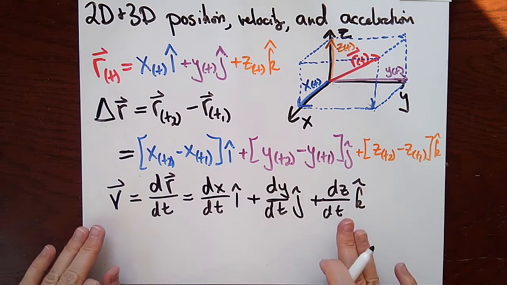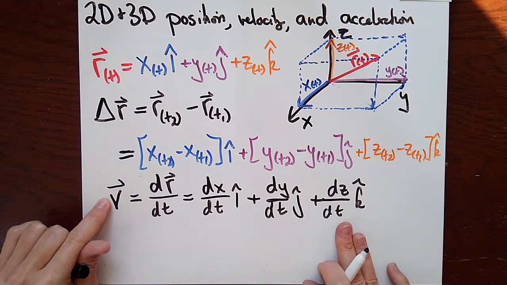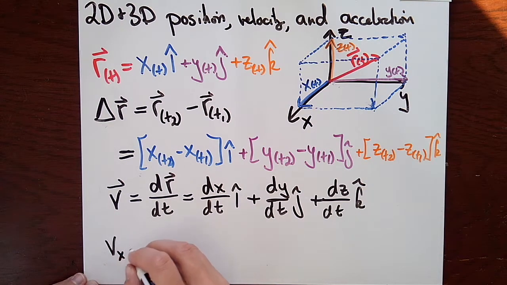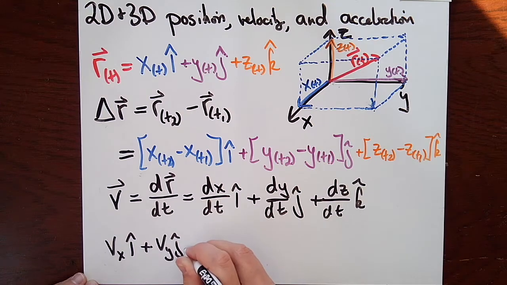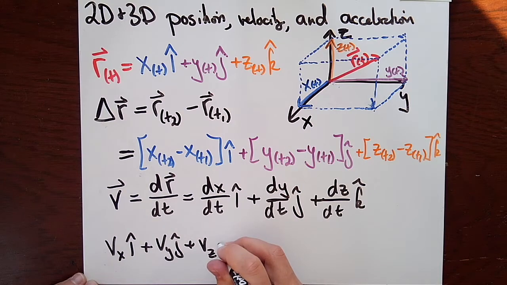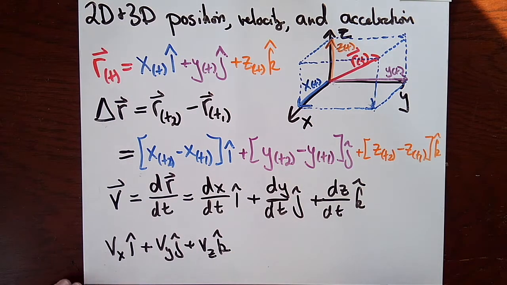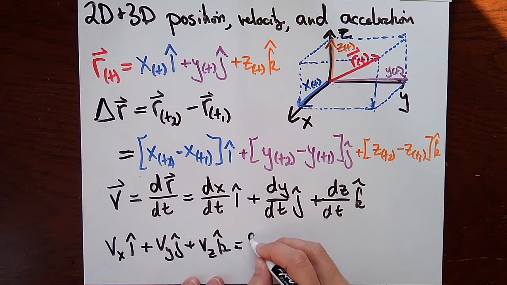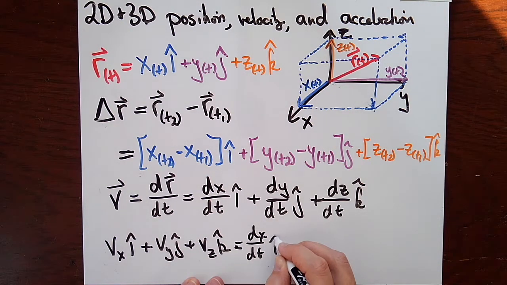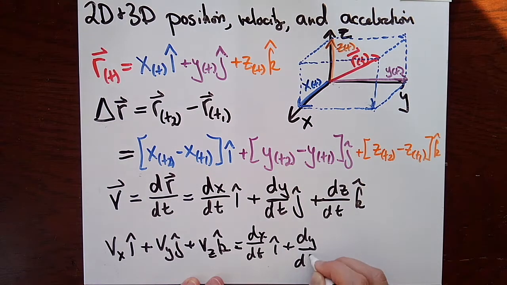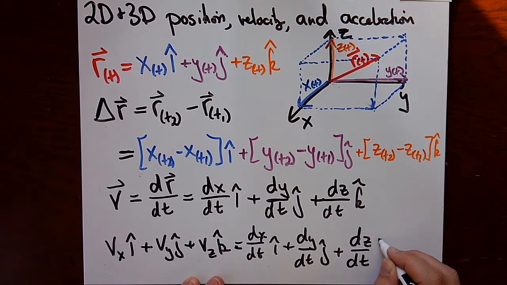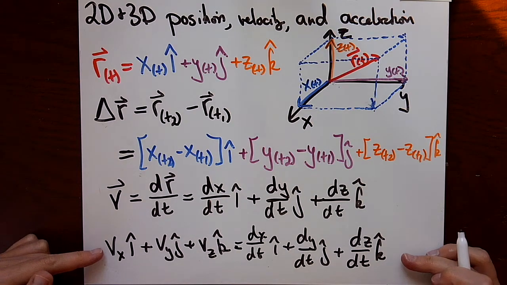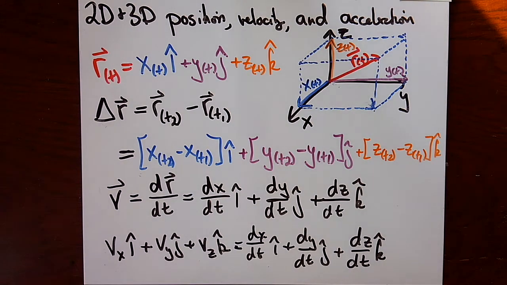And this is actually 3 different equations, because of course this v, we could rewrite that as the x piece of velocity, which is in the x direction, the y piece of velocity, which is in the y direction, and the z piece of velocity, which is in the z direction. And that's equal to all of this. Derivative of x in the x direction, derivative of y in the y direction, and the derivative of z in the z direction.